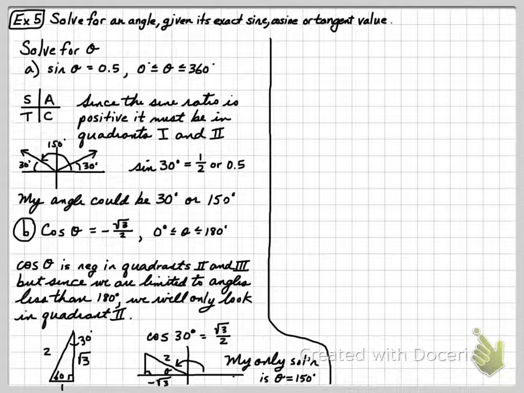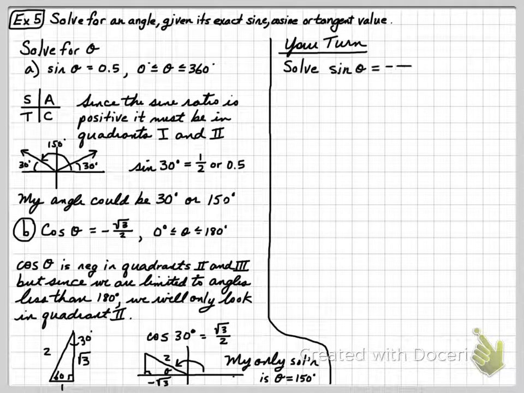And again, you can check this with your calculator. If you press the cosine of 150 degrees, you're going to get negative root 3 over 2 in decimal form. Your turn is to solve sine equals negative 1 over root 2 between 0 and 360 degrees. Again, you can work on that on your own.